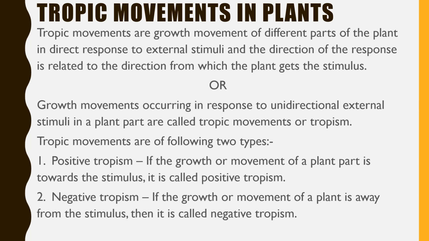Then we'll discuss movements in plants. The plants are fixed at a place with their roots in the ground, so they cannot move from one place to another. That is, they do not show locomotion. However, the movements of individual parts or organs of a plant like shoot, roots, leaves, etc. are possible when they are subjected to some external stimuli like light, force of gravity, chemical substance, water, touch, etc.